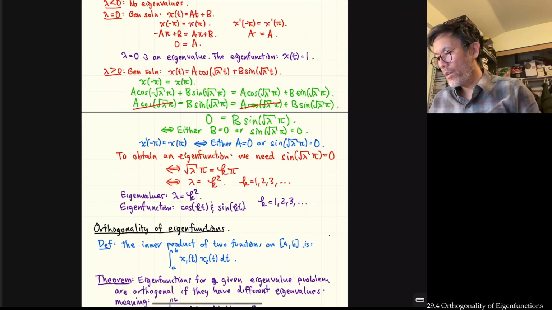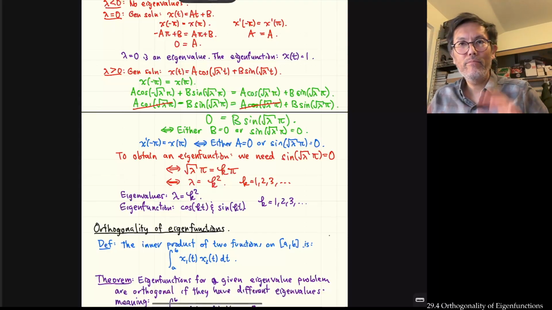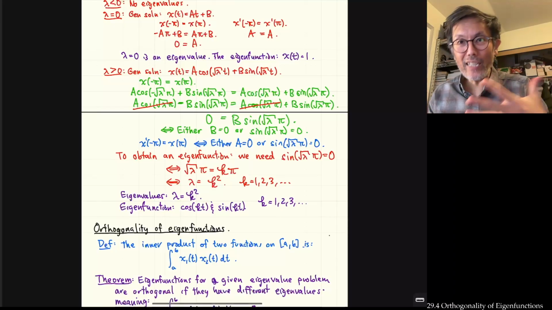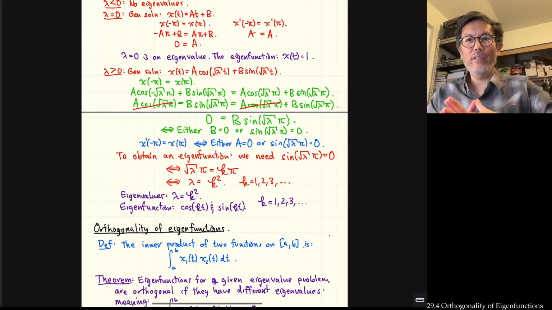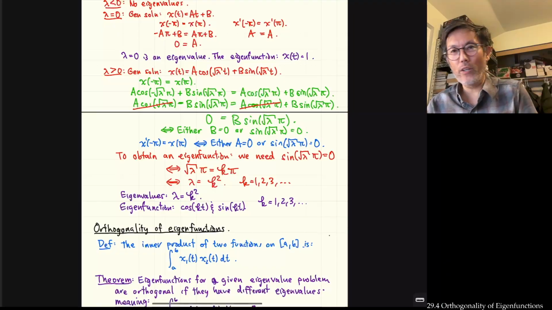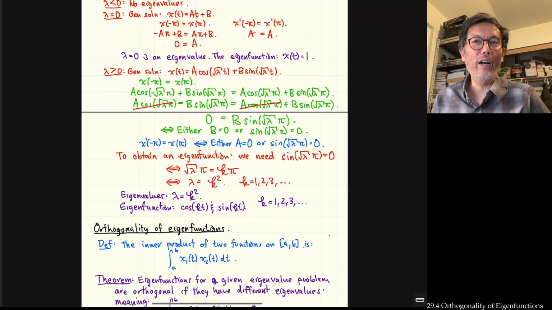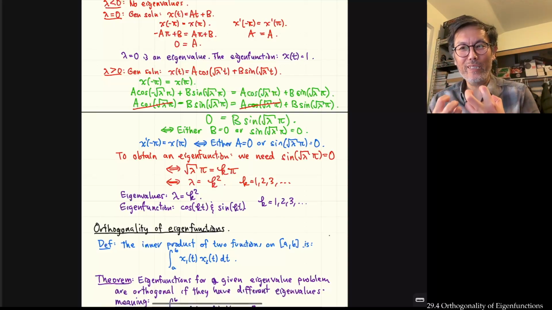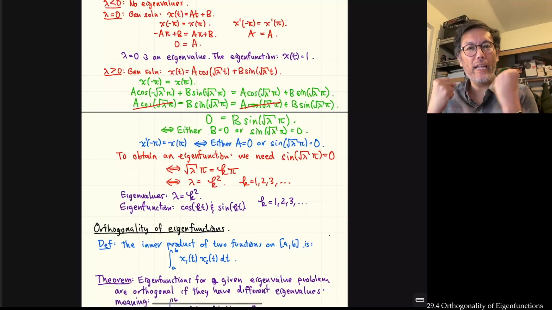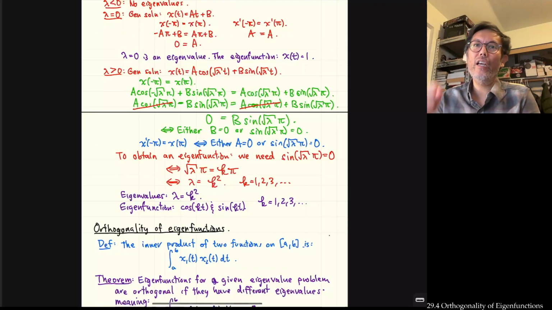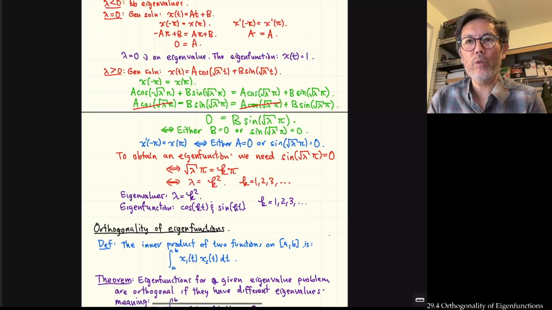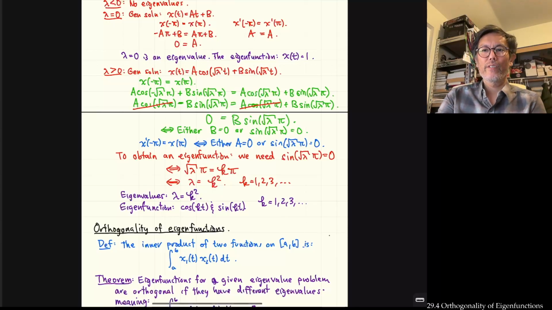Okay? We're going to use that to be able to decompose any sufficiently nice periodic function into an infinite sum of these functions. And that's the heart of Fourier series, all right? That's where we're headed. And the orthogonality of these eigenfunctions is going to come in incredibly clutch to figuring out how that all works. Okay, see you in the next one.